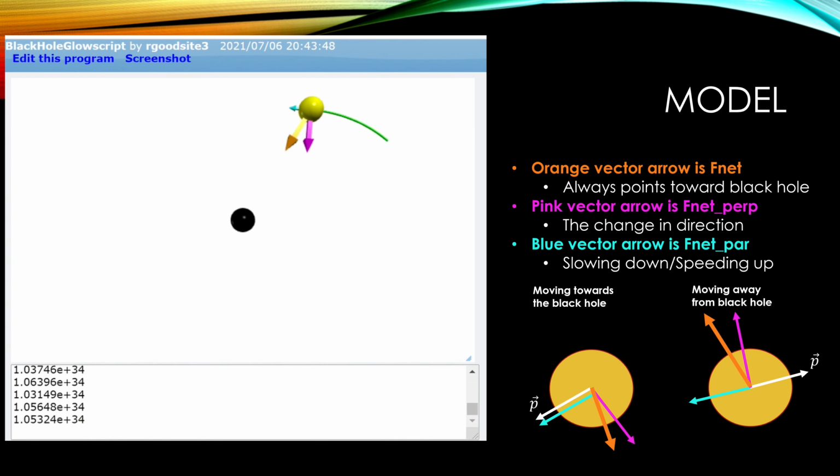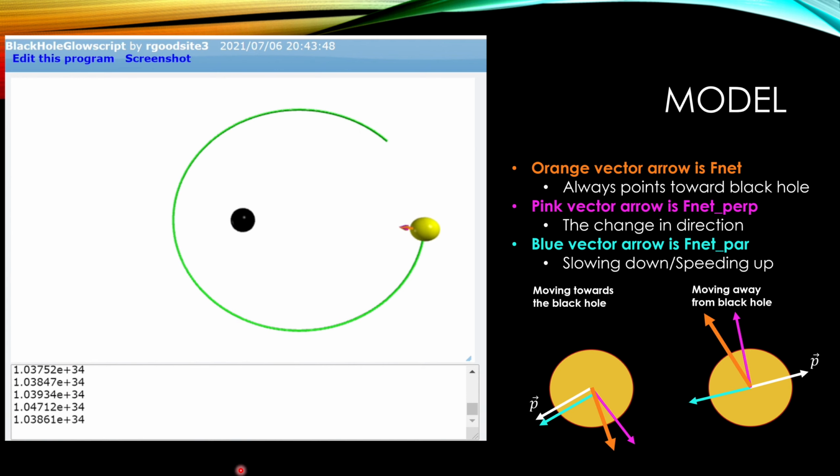So now let's look at our computational model of the star and the black hole. There are 3 different force vectors. The orange vector is the net force. It's always going to be pointing towards the black hole. The pink vector is the perpendicular component of net force. It causes the star to change direction. And the blue vector is the parallel component of net force, which causes the star to slow down or speed up.